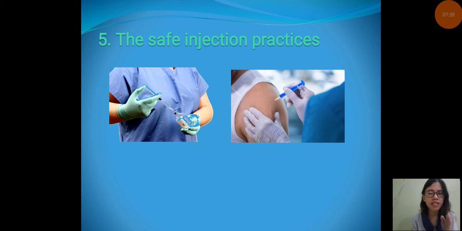These practices include the use of a new needle and syringe every time a medication vial or IV bag is accessed, use of a new needle and syringe with each injection of a client, using medication vials for one client only whenever possible, and safe injection practices backup. This is very important, so you must all remember these.